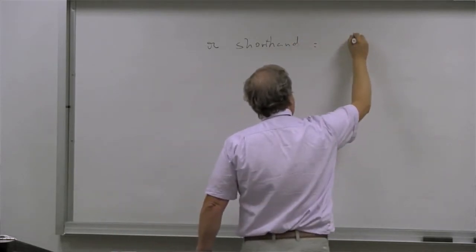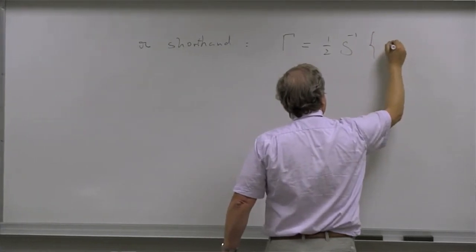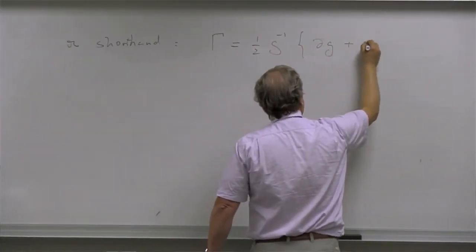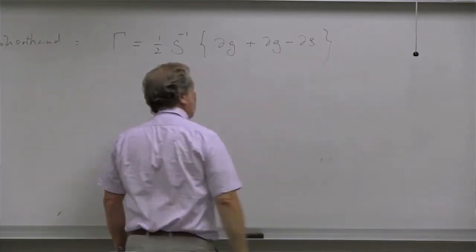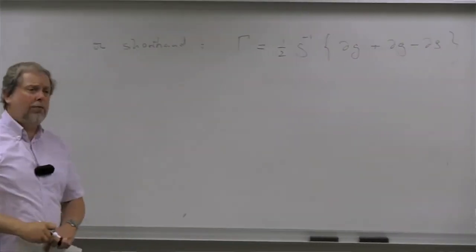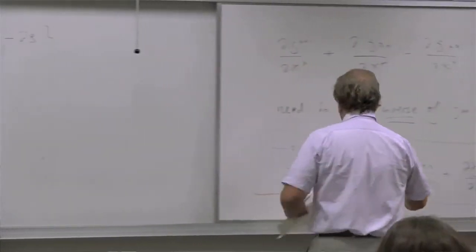And so the shorthand is that gamma is equal to 1/2 g to the minus 1 of the derivative of g plus some other derivative of g minus a third derivative of g, where the derivatives are taken with respect to different indices and things like that. And so that would be a shorthand for this, right?